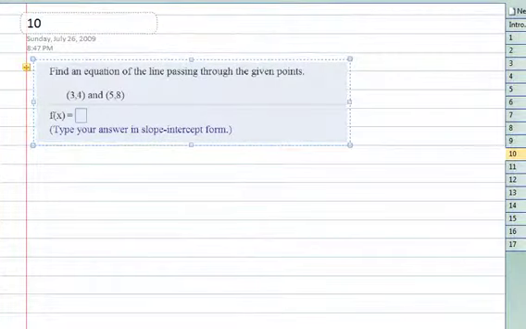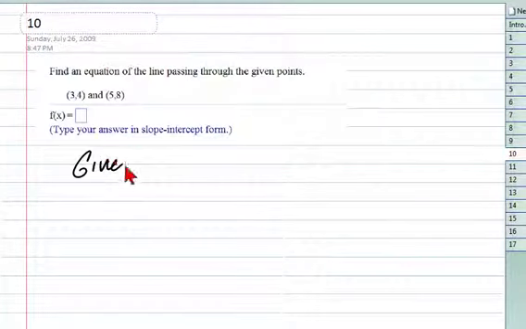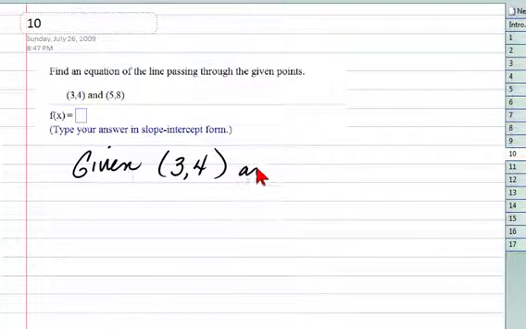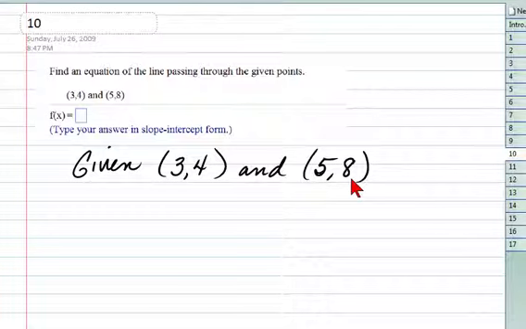All righty. 10. All right, new problem. We're still playing the game. What's my line? But this time, you're given (3, 4) and (5, 8) as points on the line. Oh my goodness. You're given 2 points.